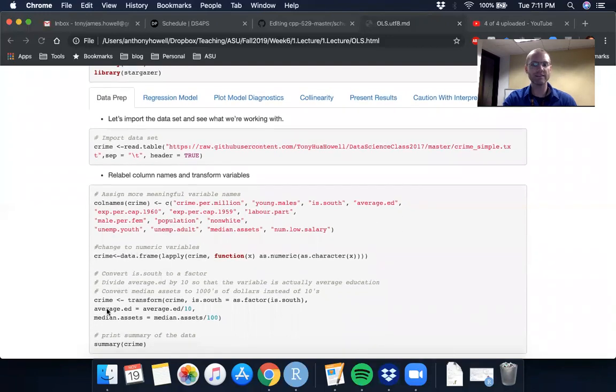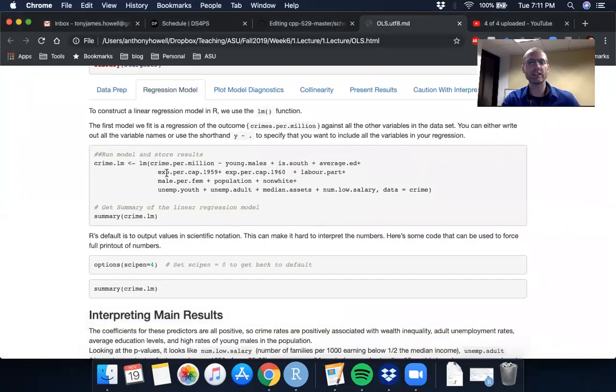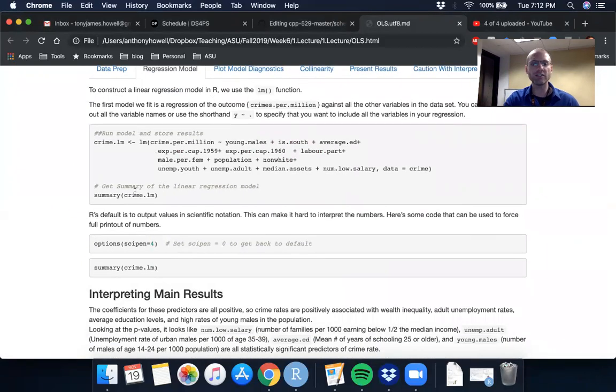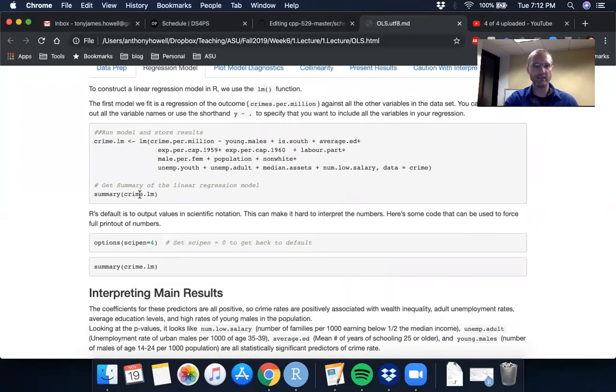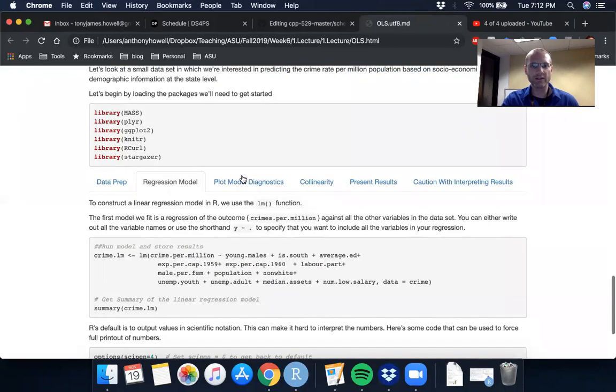We'll do just some basic data manipulation. Don't have to worry too much about that. But we'll run the basic regression where we have our dependent variable, the amount of crime in a city, regressed onto a bunch of variables. You can take a look at the output if you want. We'll look at it a little bit later. But in general, the main results are that the crime rates are positively associated with wealth inequality, adult unemployment rates, education, and the rates of young males in the population, and some other kinds of interpretation.